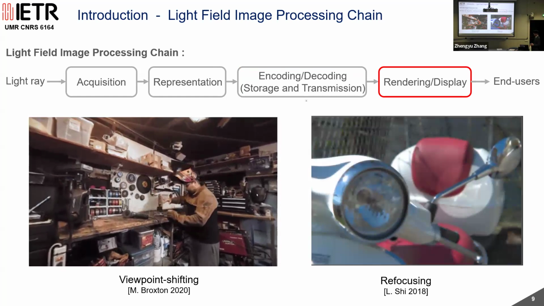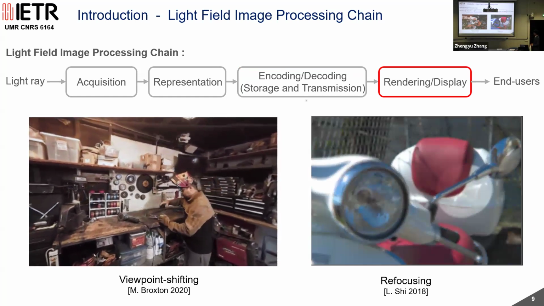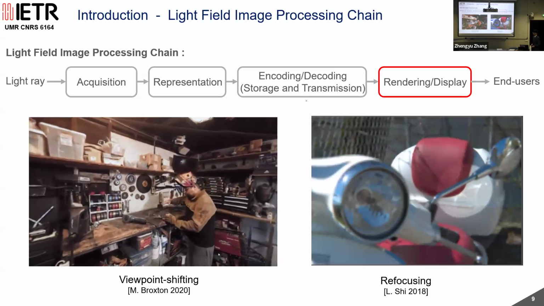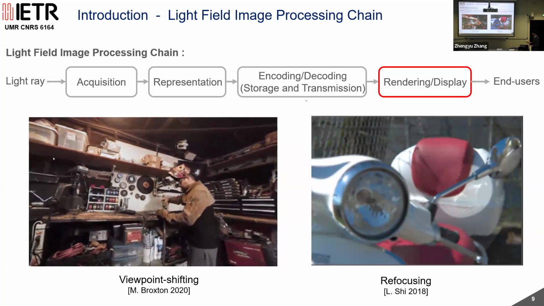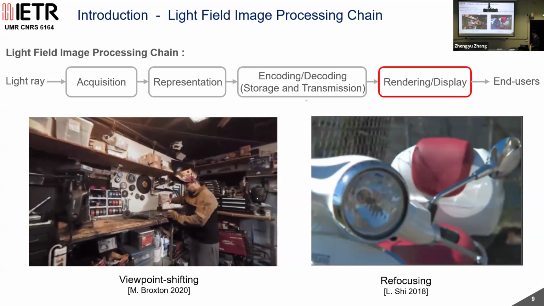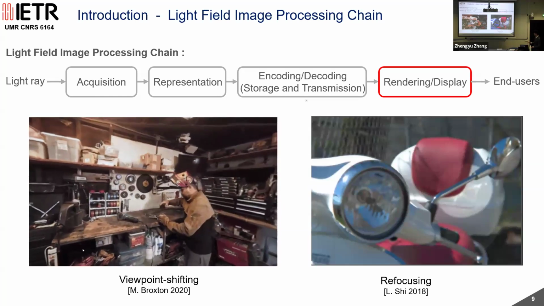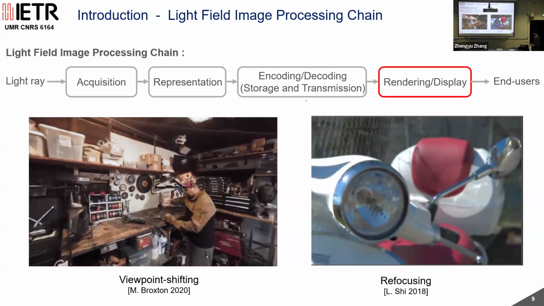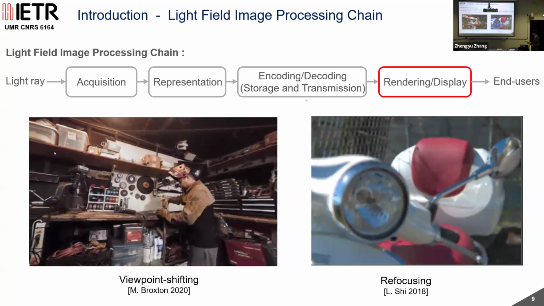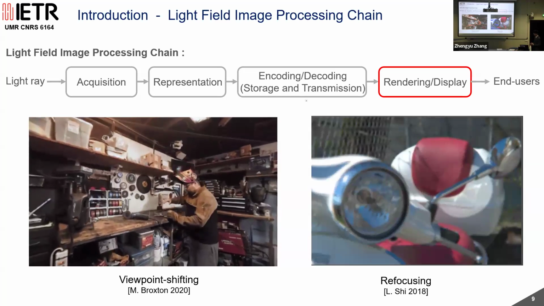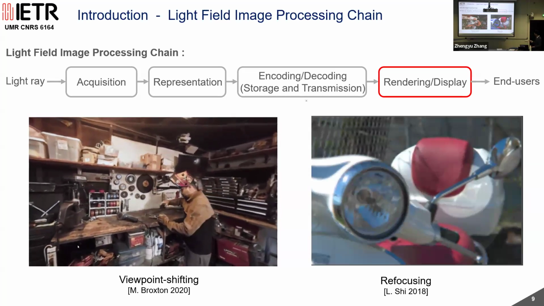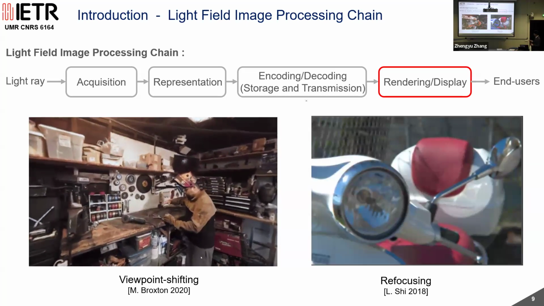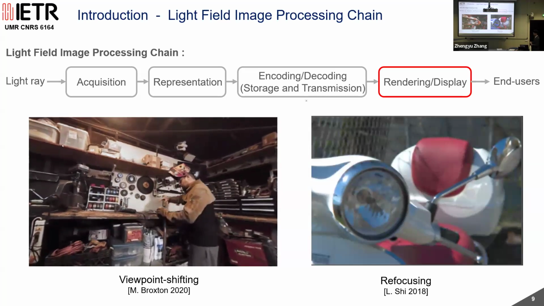And then the final stage is to render and display the light field image. Although the light field display is available now, its coverage is still very limited. So we still need to display light field images on traditional 2D or 3D displays. And for now, viewpoint shifting and refocusing are 2 widely used rendering and display technologies on traditional displays. And for the left figure, we can clearly see the viewpoint shifting of the light field image. And for the right figure, maybe it is not really clear. Actually, the focus part of this image is changing from close to far and from far to close.